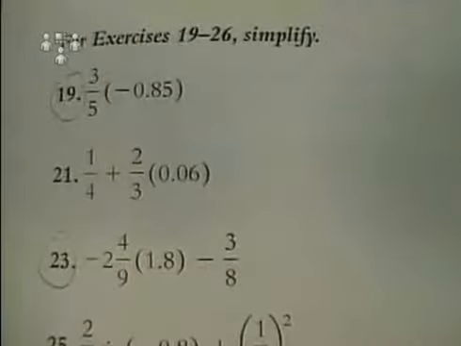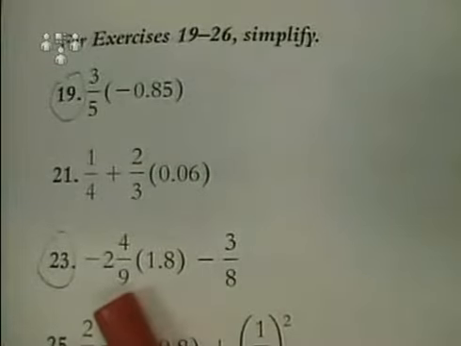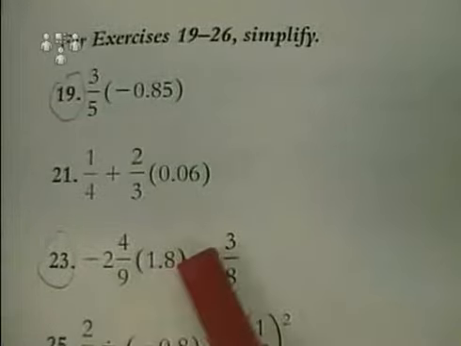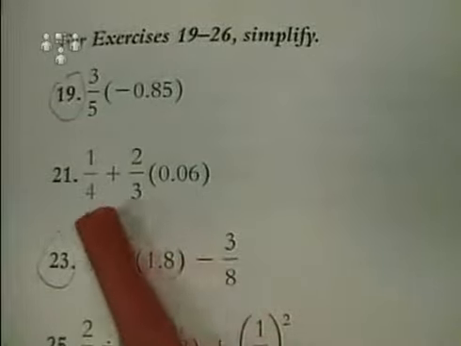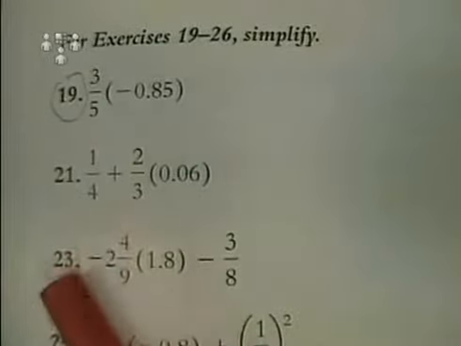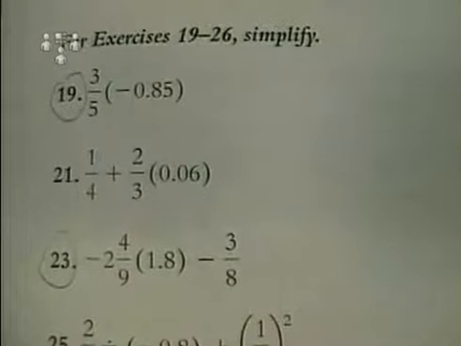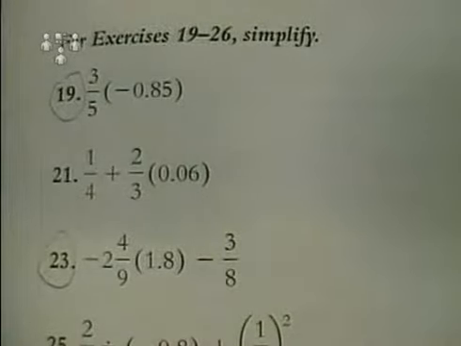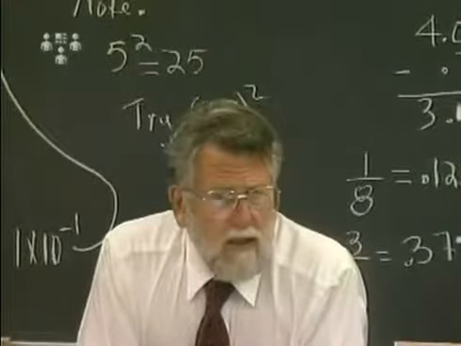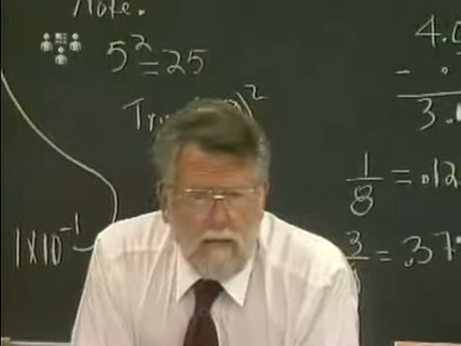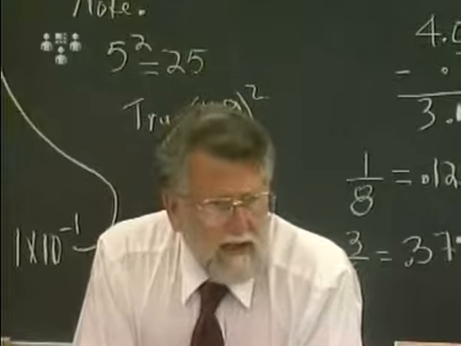On number 23, again, notice how nicely it's been rigged. Caution here on 23. Don't cancel the 9 with the 1.8 until you have rewritten the mixed number as an improper fraction. But in looking at what's assigned on page 463 as we come off there, none of them are going to get into hot water. They've been rigged very nicely.